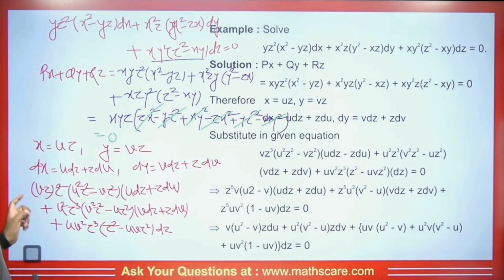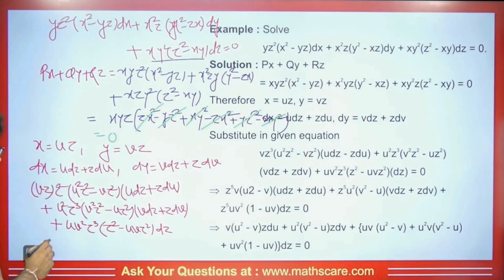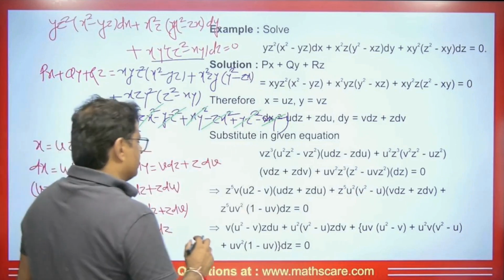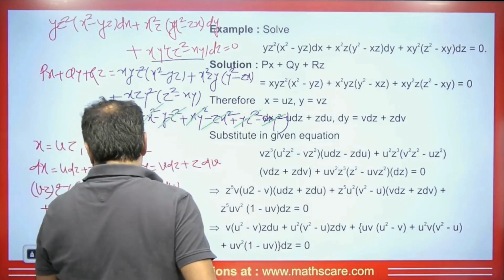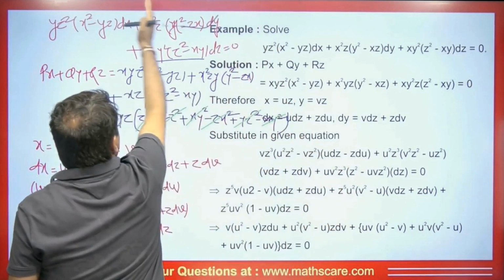Now what do we do here? Look here, we are getting z cube common from all of them, right? Next, if we will notice here, then z square is common. And here we have z cube, so I'll take z to the power 5 common. There's not much space left. I think it will be a problem to write further. I will do one thing, I will write it above. Then I will have to erase it.